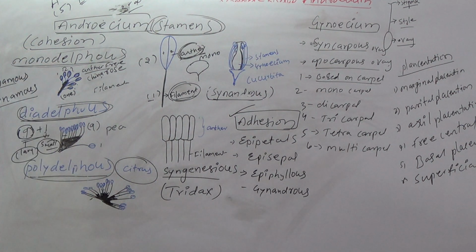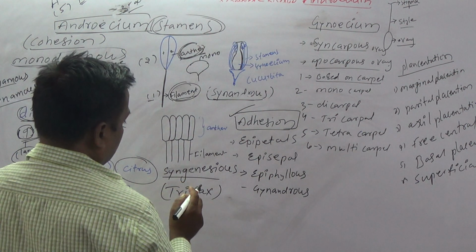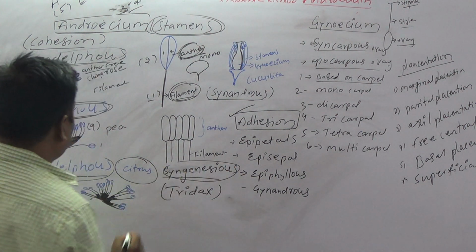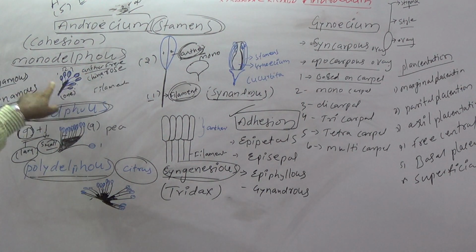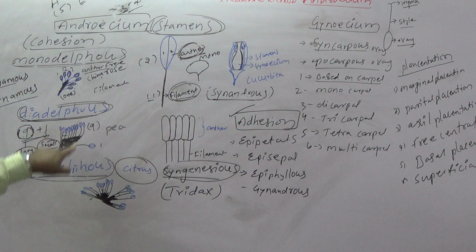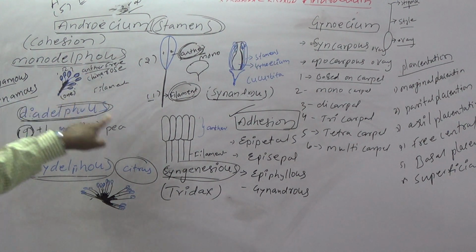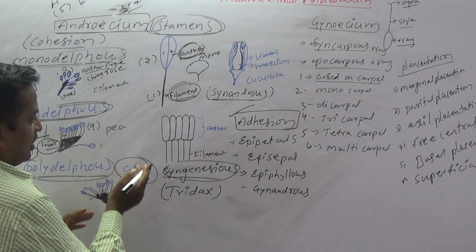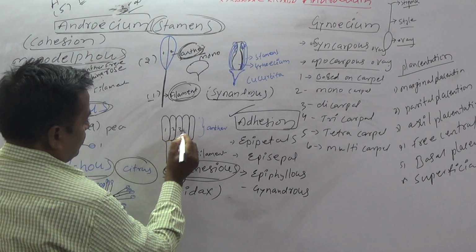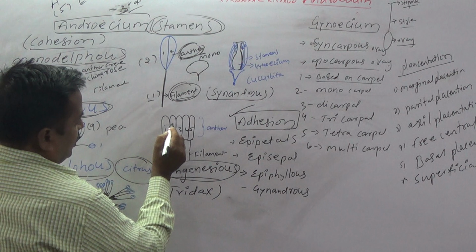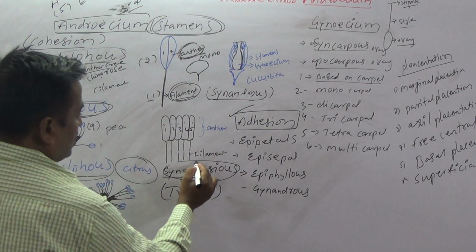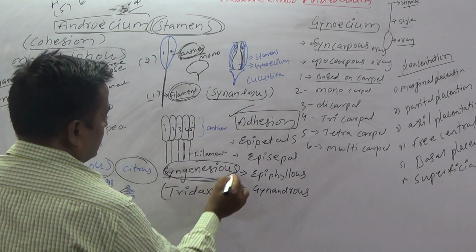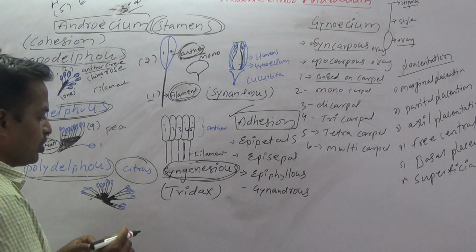Now, another cohesion is syngenesis. First one, delphous: anthers free, filaments united, in monodelphous, diadelphous, polydelphous. But syngenesis is nothing but the opposite. Anthers are united. So look here: anther 1, 2, 3, 4, 5. The 5 anthers are united, but the filaments are free. That is called syngenesis. Students, it is very important in the NEET syllabus.